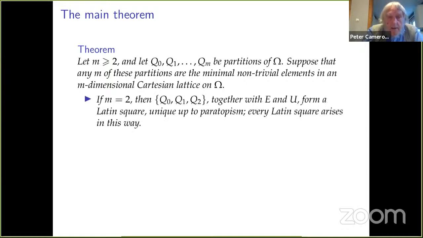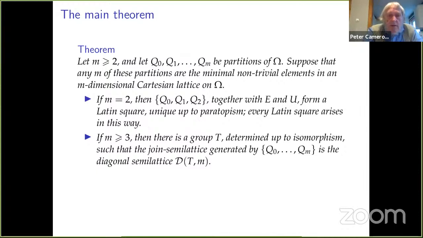Then what happens? Well, if m equals 2, we have a Latin square, because we have three partitions, any two of them form a two-dimensional Cartesian lattice, and we saw along the way that that's a Latin square, and every Latin square arises in this way. So for m equals 2, these things are just Latin squares. But if m is greater than or equal to 3, by some bit of magic, a group appears, T, such that the join semilattice generated by these partitions is the diagonal semilattice, and its automorphism group is the diagonal group.